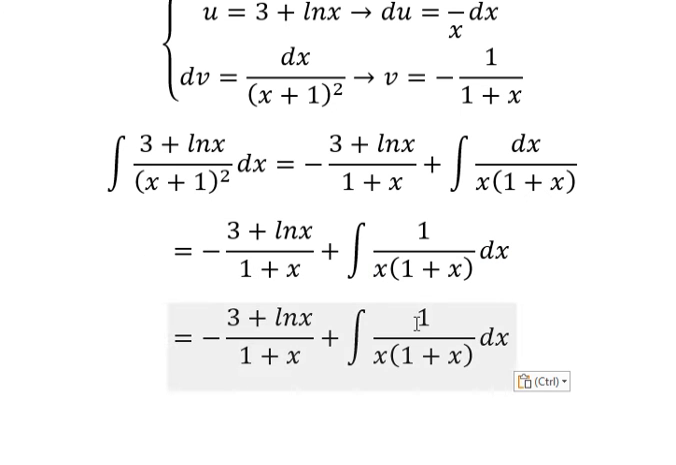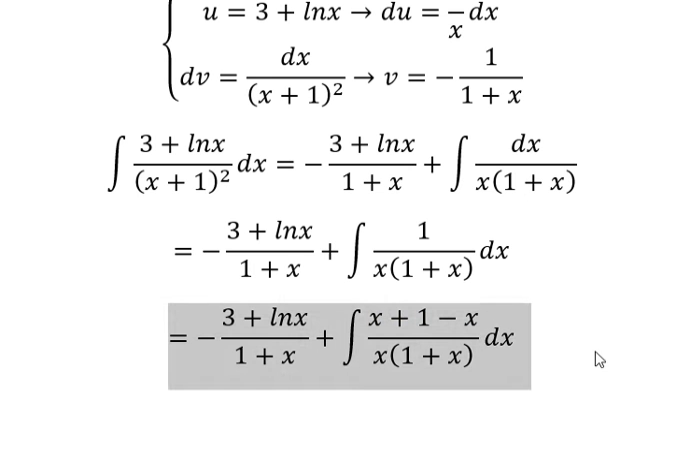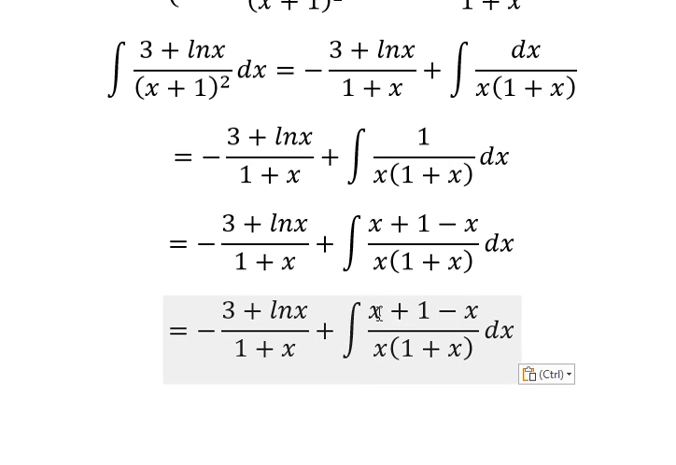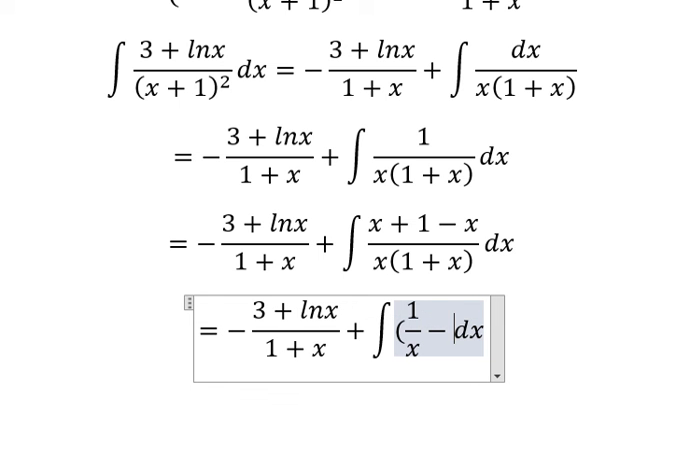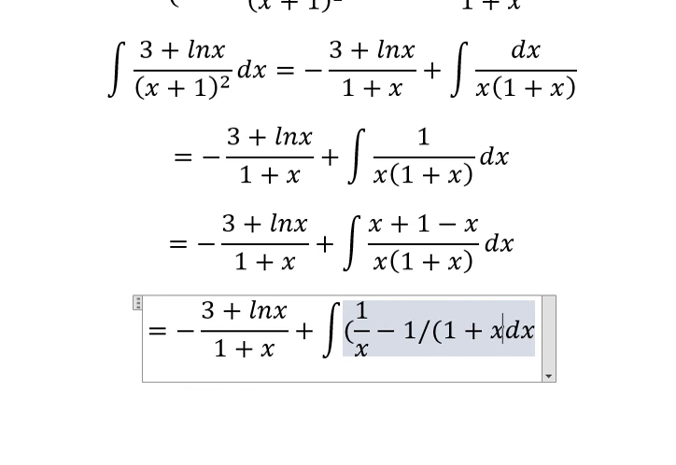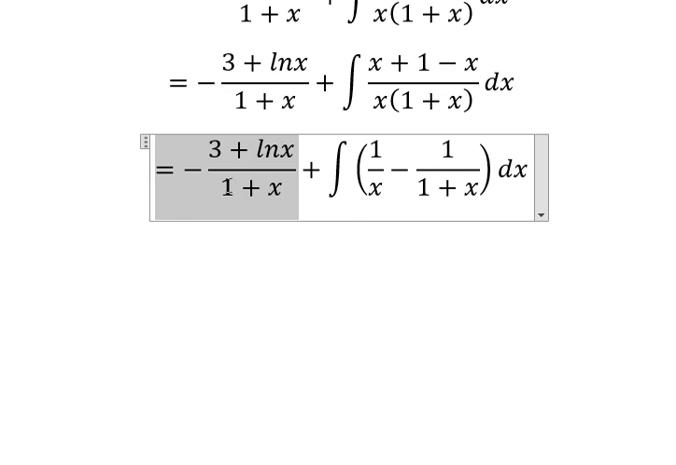Next, we need to add s. After that we need to subtract s. So s plus 1 divided by (1 plus s), you get number 1. s divided by s, we have number 1. So we just have 1 over s minus 1 over (1 plus s). And now we have the final answer.